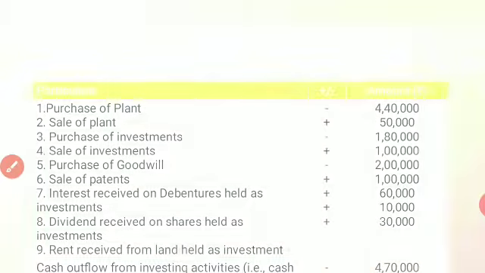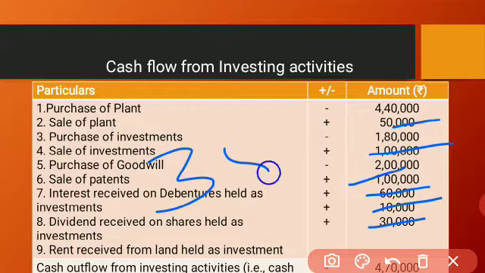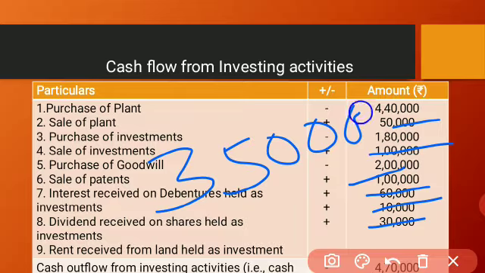Now get back to the sum. Now check all the positive values first. 50,000 plus 1 lakh plus 1 lakh plus 60,000, 10,000, 30,000. How much will we get? 3 lakh 50,000. Then we'll go with the negative balance.